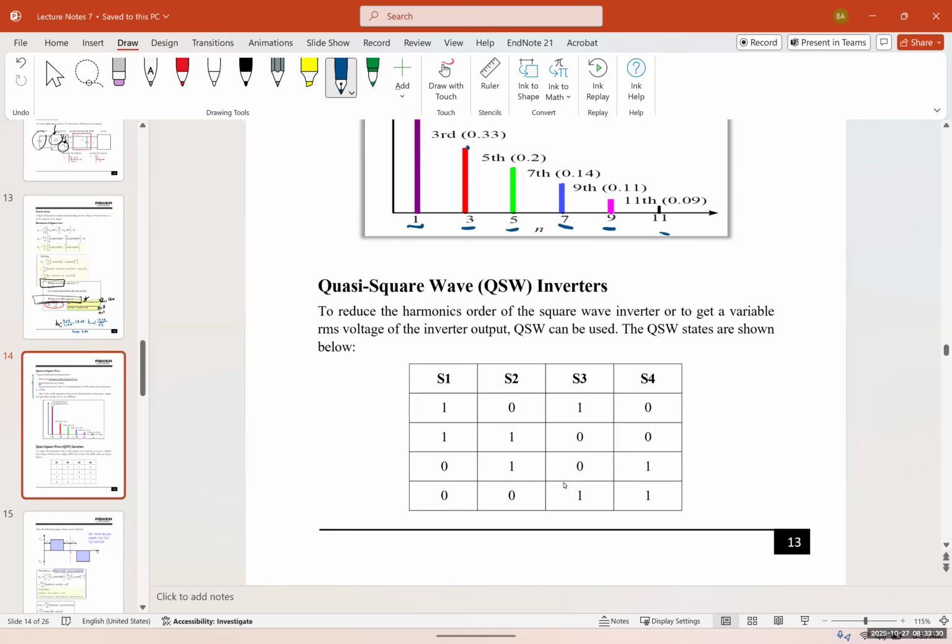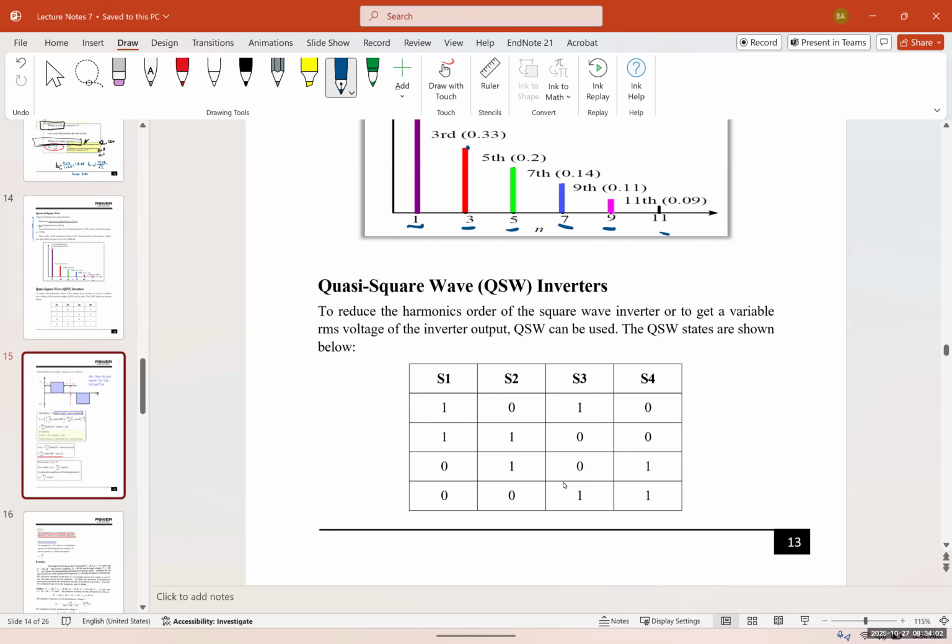So the quasi-square wave inverters: to reduce the harmonics order of the square wave inverter, or to get a variable RMS voltage of the inverter output, QSW can be used. The QSW states are shown below. So for S1, it's going to be 1100. S2 is going to be 0110. And this is for the different harmonics. And S3 is going to be 1001 and S4 is going to be 0011. And I'll explain more about this later as well.